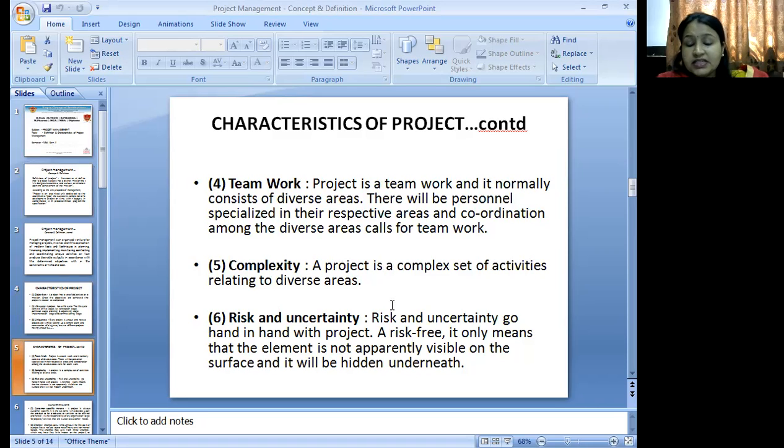Sixth is risk and uncertainty. Risk and uncertainty go hand in hand with a project. A project that appears risk-free only means that the elements are not visible on the surface; they are hidden underneath.